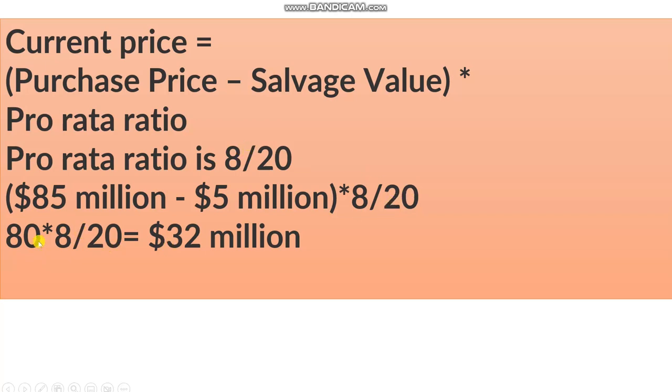So here 80 divided by 20 equals 4. 4 multiplied by 8 equals 32 million. So this is the current price for this aircraft.